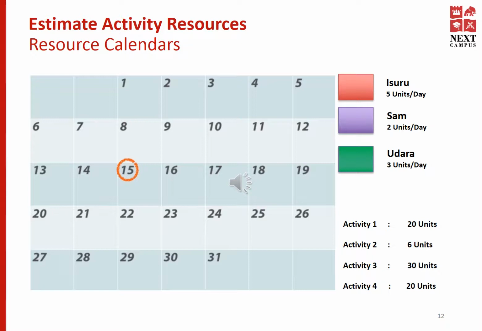So if any of these three resources work on any of these activities, based on the capacity that they can handle within a given day, we may calculate the duration. Isuru works 5 units per day, whereas Sam works only 2 units per day. Udara could contribute 3 units per day.